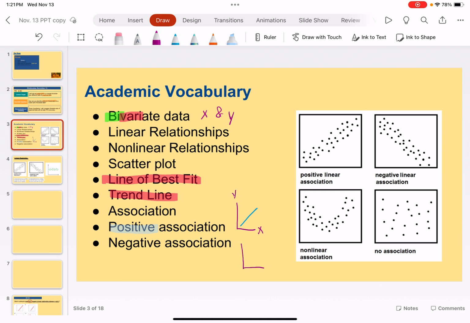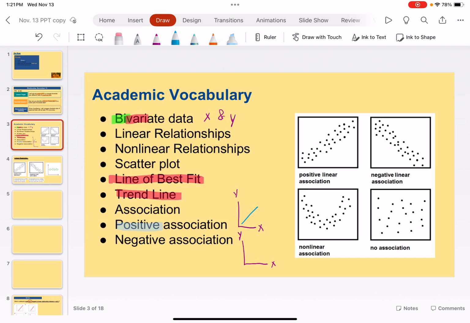So then I'm going to draw an example of a negative slope. So I'm going to label my graph x and y. This is an example of a negative slope, which is very similar to a negative association, because in a negative association, as the independent variable increases, the dependent variable decreases. So again, independent variable means x. So as the x increases, the y decreases.